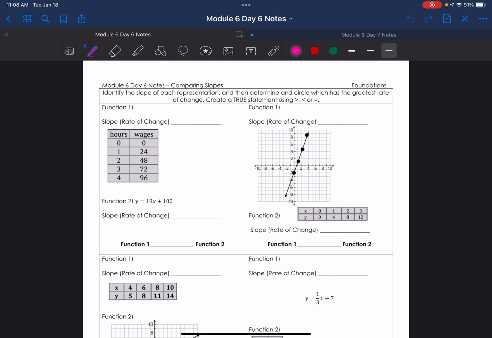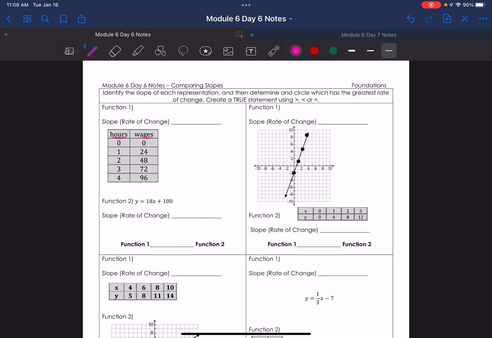All right, so day 6 notes talks about comparing slopes. If you remember from the previous week, we talked about how to find slope from a graph, from a table, from an equation. So now we're just going to be comparing those. For example number 1, we have 2 different functions. We have function number 1 where it's asking us to find the slope or the rate of change given here. So we have our hours versus our wages.